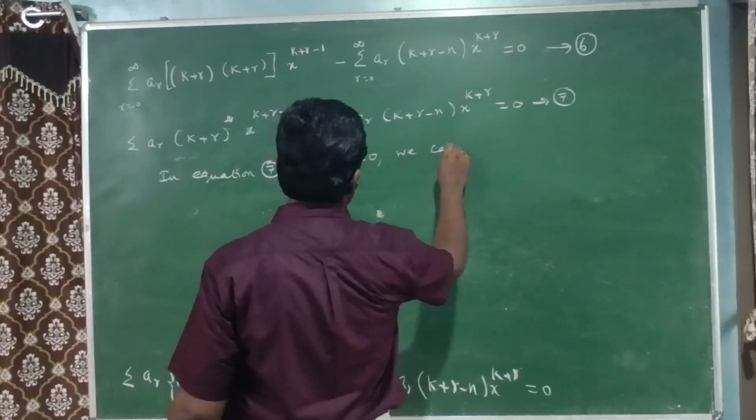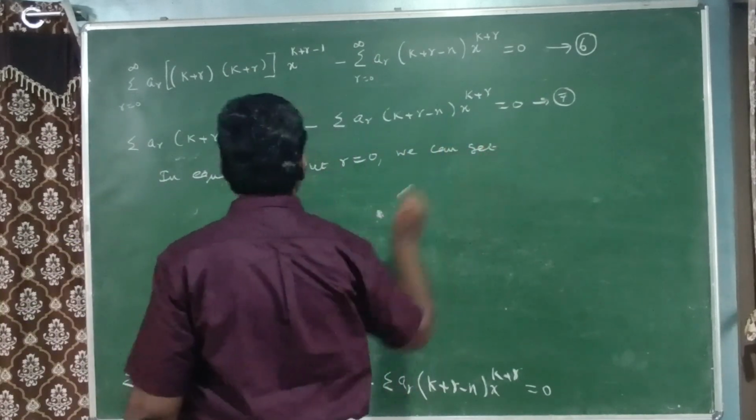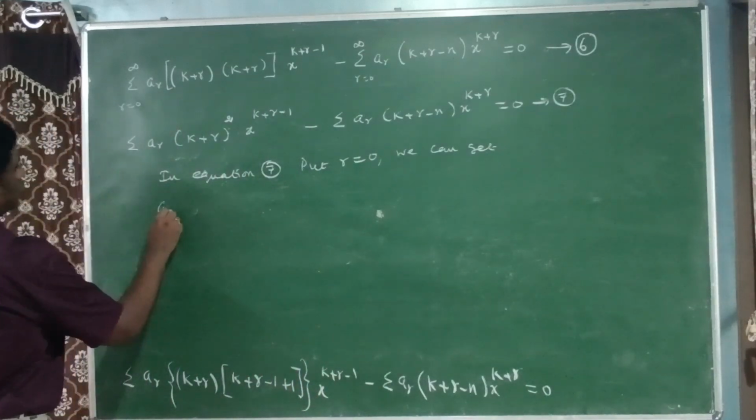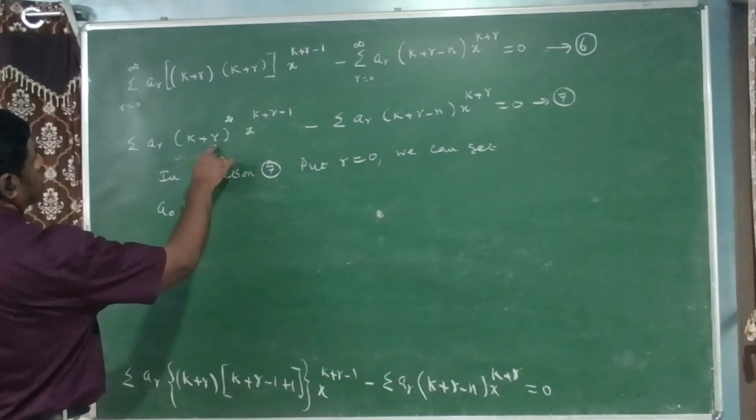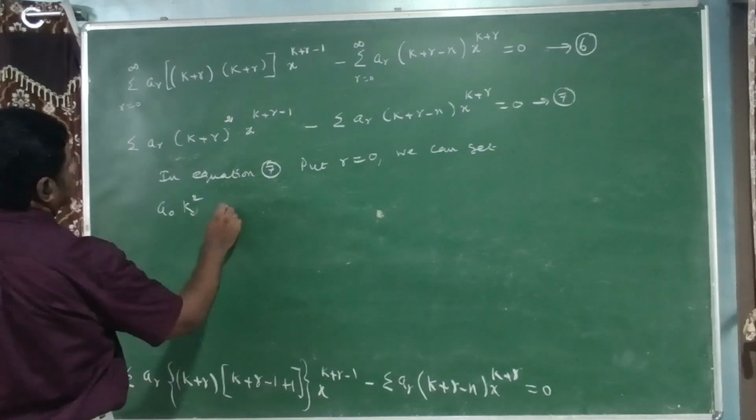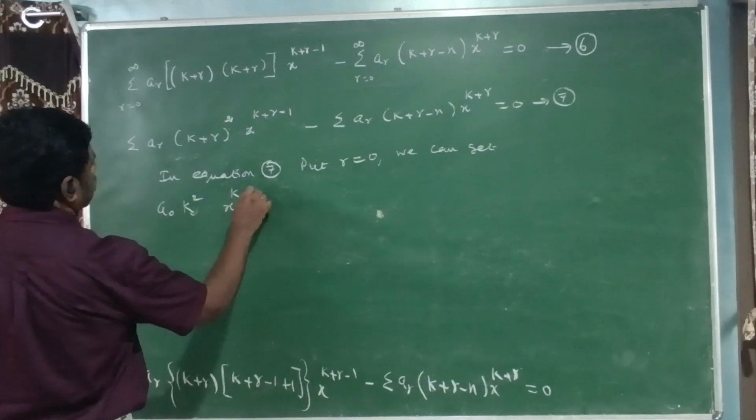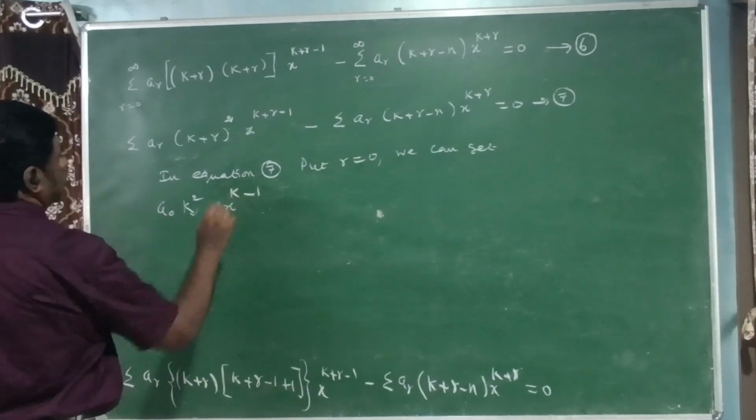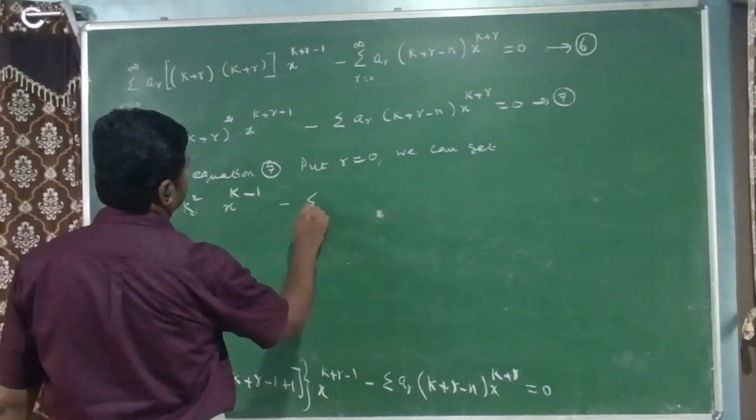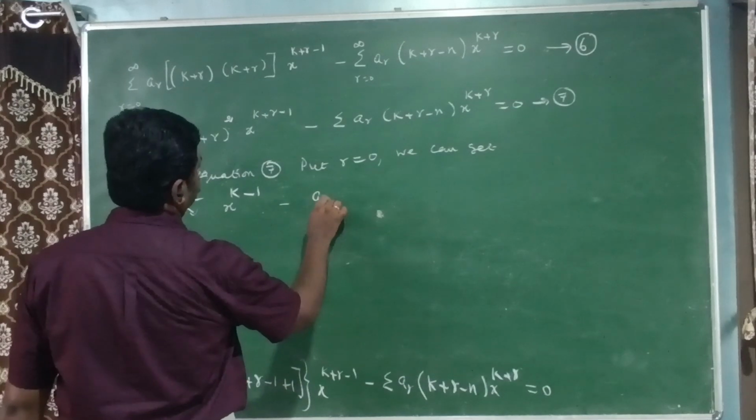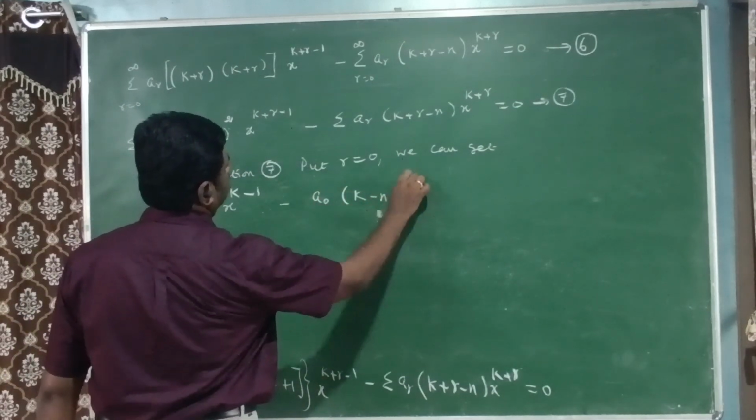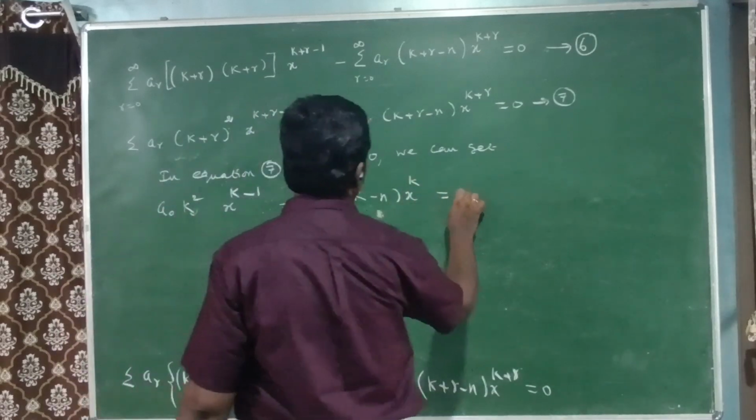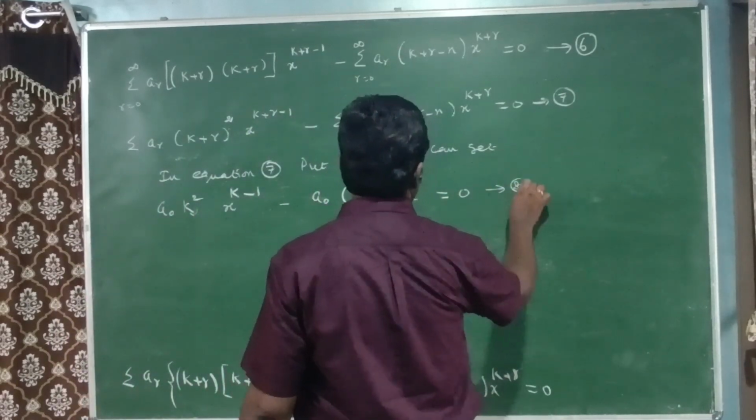We can get a0 k square. R equal to 0 means k square. Then x power k minus 1, minus a0 k minus n x power k equal to 0. You get equation 8.